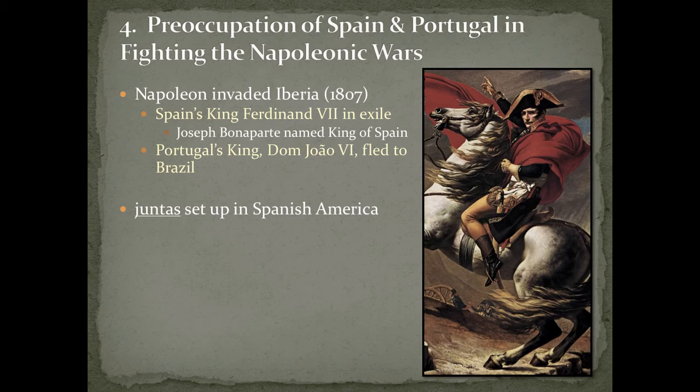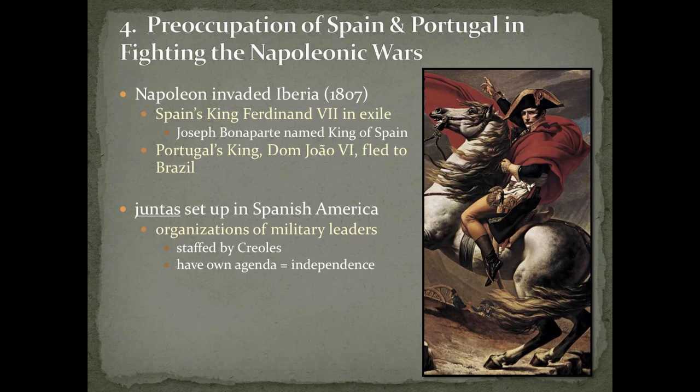So what some of the Creoles do, those Creoles who had control over local militias, and this is happening across Spanish America, those Creoles are going to set up what are known as juntas. It looks like juntas, but it's pronounced juntas. And these are organizations of military leaders. So think of it like a military government. The Creoles are going to seize power from Peninsulars because they're panicking about what's happening back in Spain.